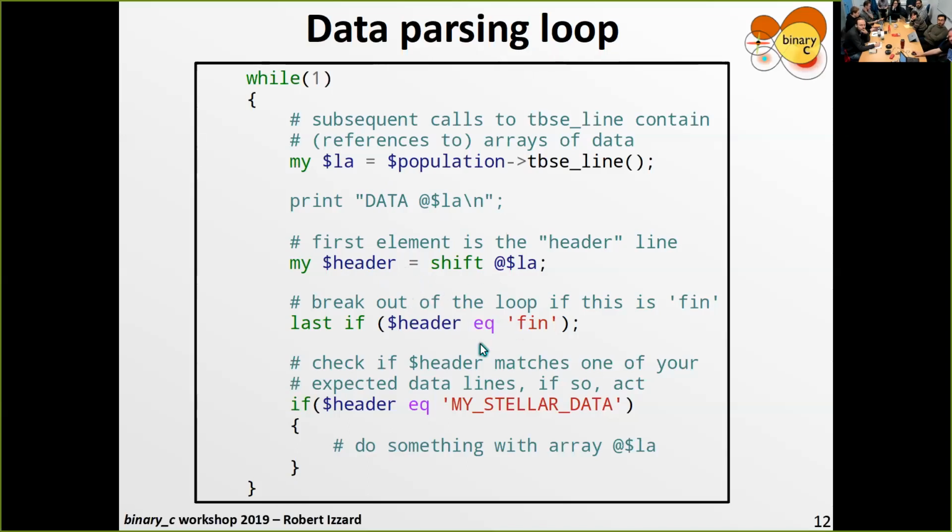So you break out of the loop if the header is fin. Next, you check whether the header matches what you expect to find. In our case, myStella data, and if it does, you can do something with the data. What you do with the data is up to you. That's not something I'm going to prescribe, but I'll give you an example of what we do here. But that's really the part that I don't want to program for you.